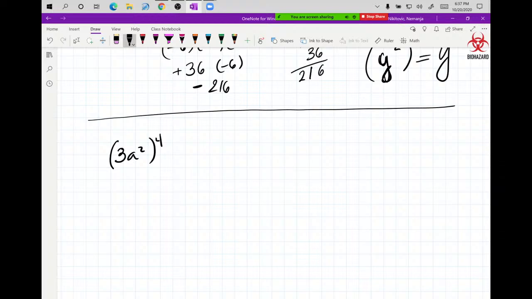You can always say the answer. If you have the answer, just go ahead. Is it 3a to the 8th power? I am happy with a to the 8. I'm not happy with that 3. So the 4 is going to go to both of these. So we're going to have 3 to the 4 and then a to the 8, as you said, right? And 3 to the 4 is 81.